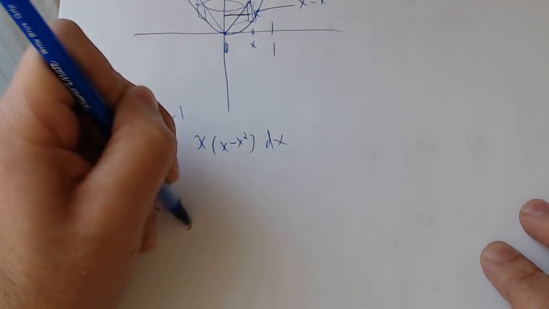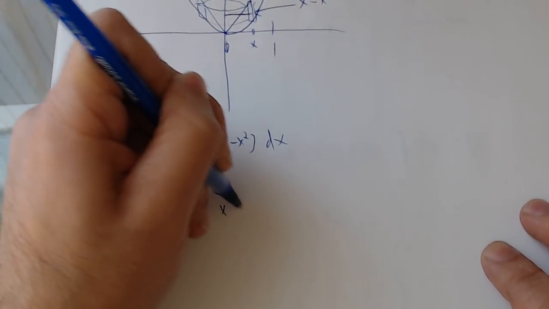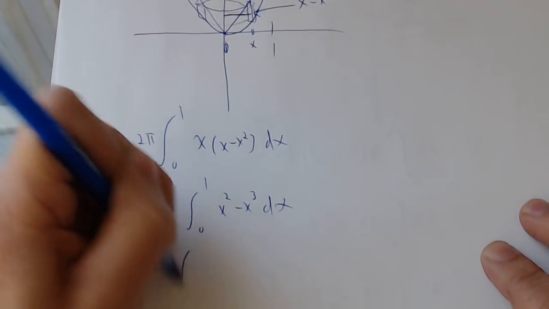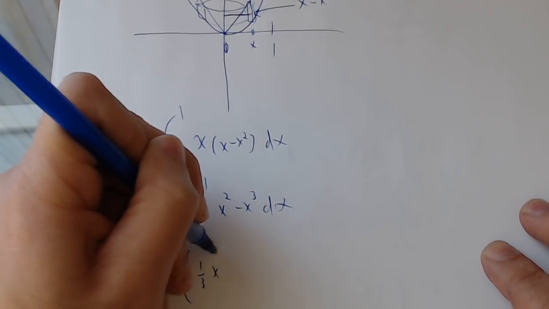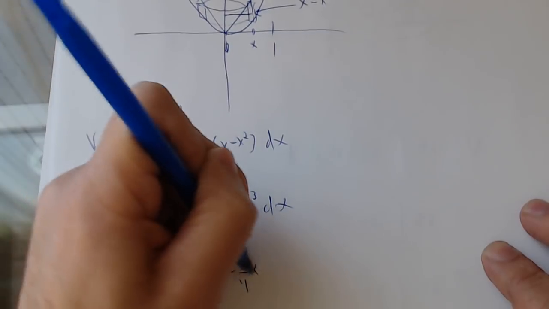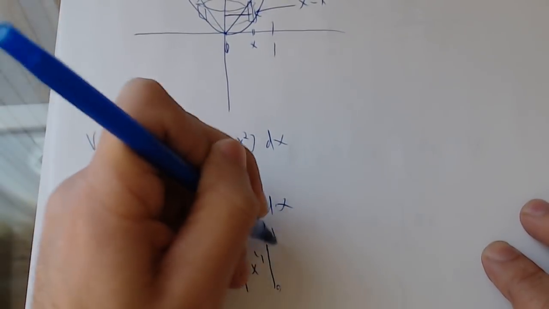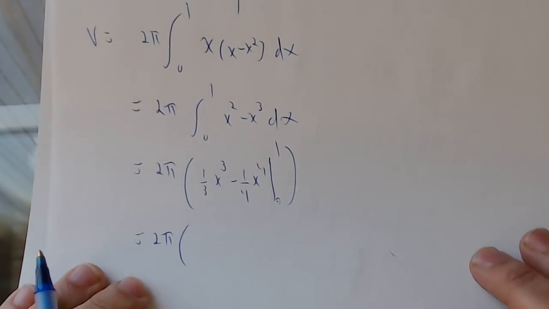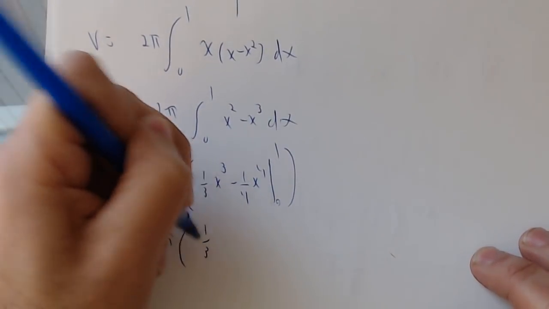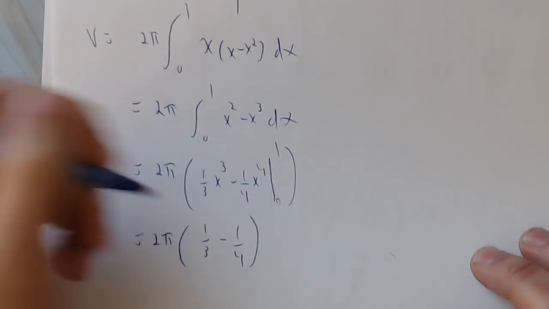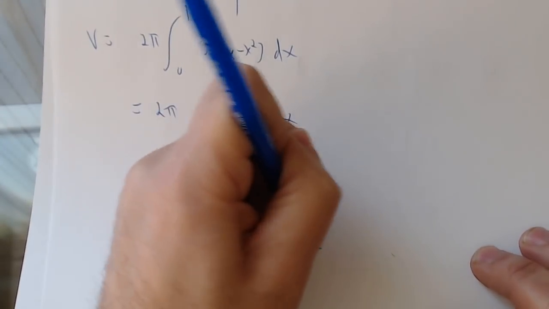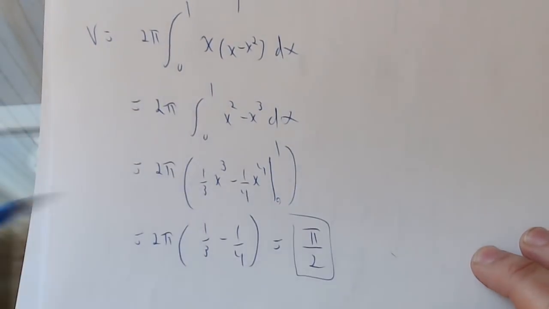So it'll be what? The integral from 0 to 1, x squared minus x cubed dx, which becomes 2 pi times 1 third x cubed minus 1 fourth x to the fourth from 0 to 1. And this becomes 2 pi. If I plug in the 1, I get 1 third minus 1 fourth, which then simplifies to pi over 2. So the volume was pi over 2.